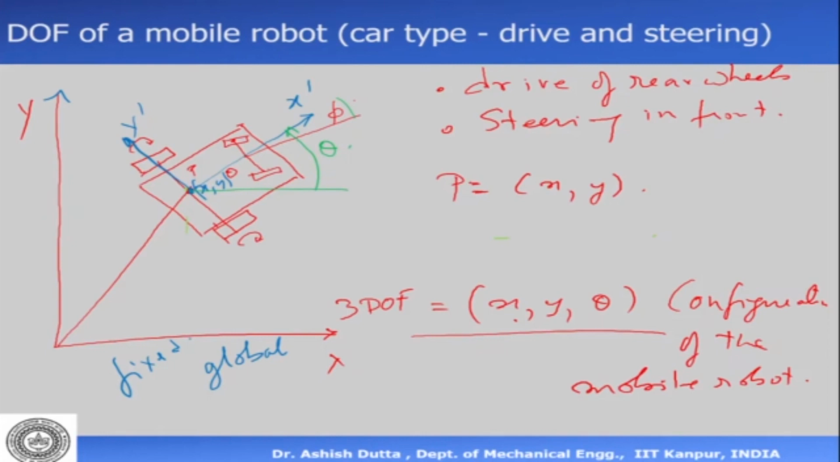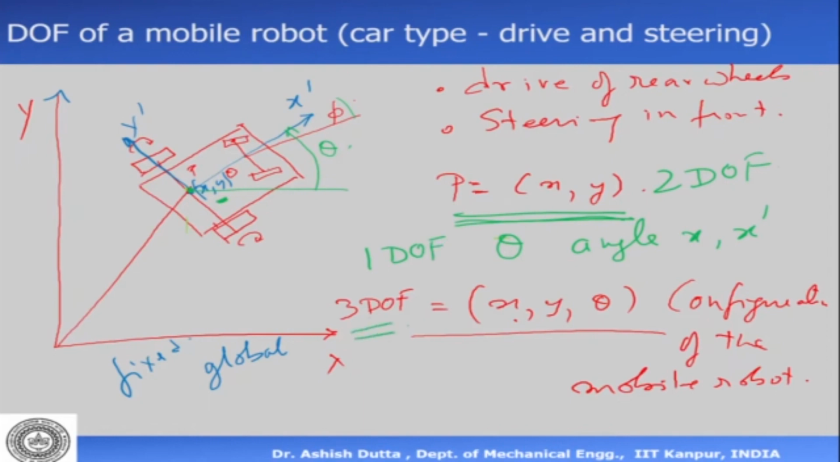Okay, so in this particular case, we see that because there is an xy, I need to define the position of this point P. That is by means of 2 points x and y. So this has 2 DOF, plus I have to define the theta, which is the angle between x and x dashed. So I have 2 DOF and 1 DOF here, which is defining the angle of the body. So I have a total of 3 degrees of freedom, and this is x, y, and theta. This is also called the configuration of the mobile robot.